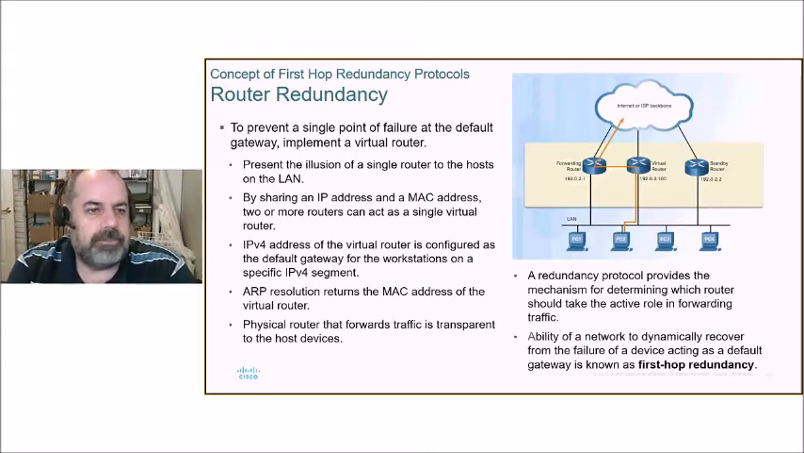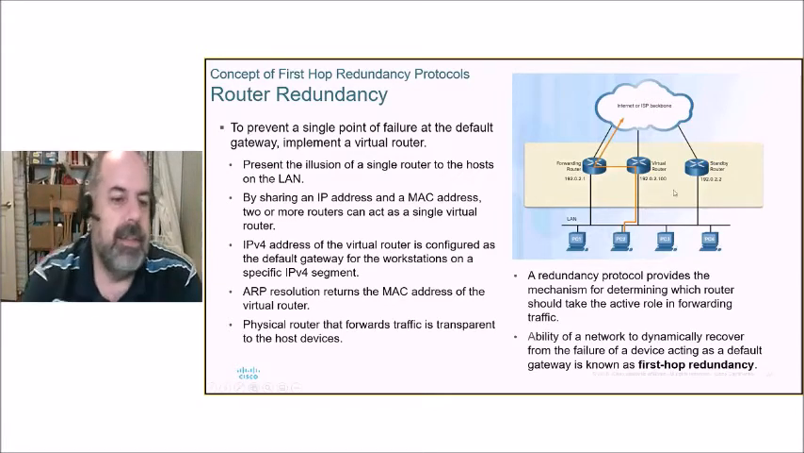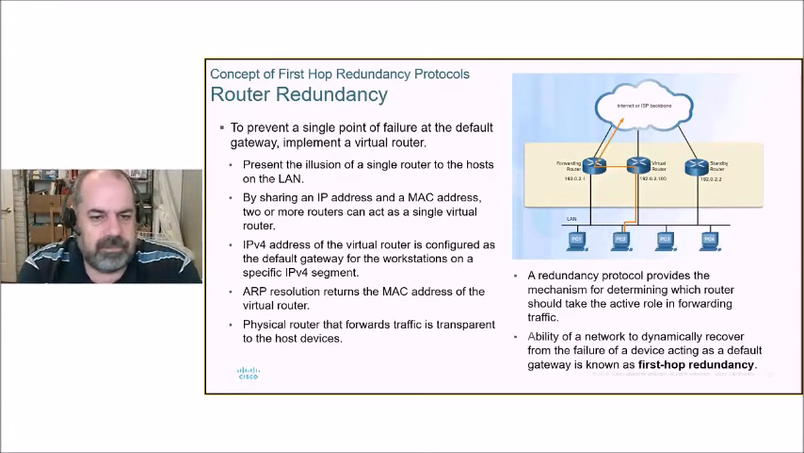So you present the illusion of a single router to the hosts on the LAN. By sharing IP address and MAC address, 2 or more routers can act as a single virtual router. The IPv4 address of the virtual router is configured as the default gateway for the workstations on that segment, and so they all have 192.0.2.100. The IPv4 address of the router is configured as a default gateway. ARP resolution returns the MAC address of the virtual router as well. The physical router that forwards the traffic is transparent to the host devices, and so they don't need to know.